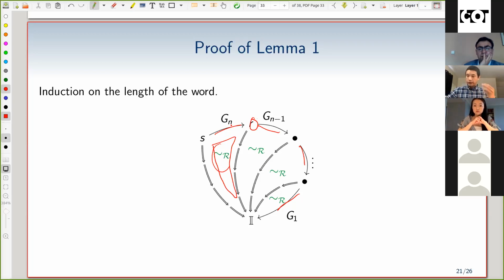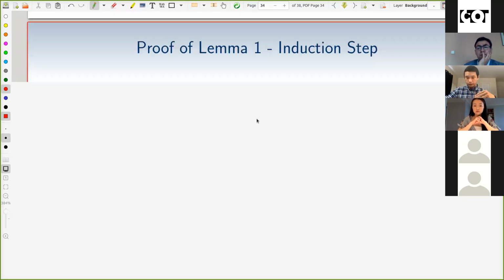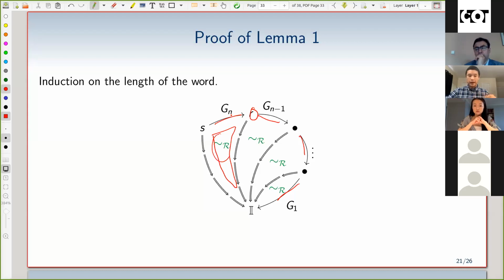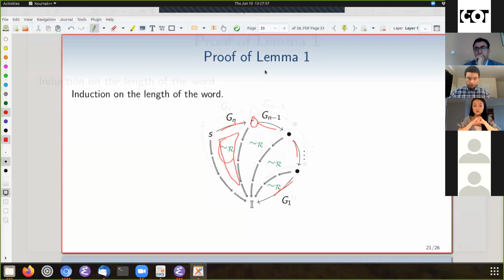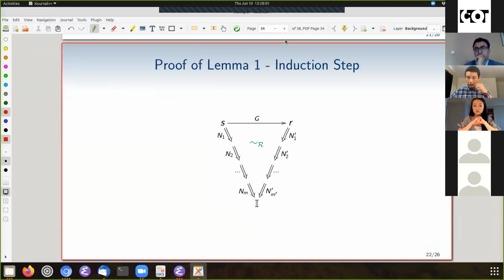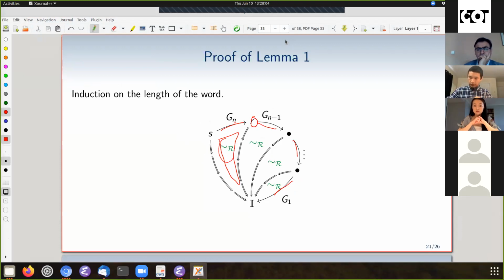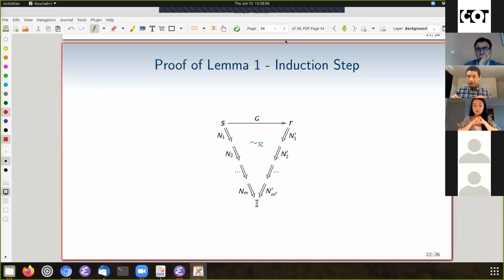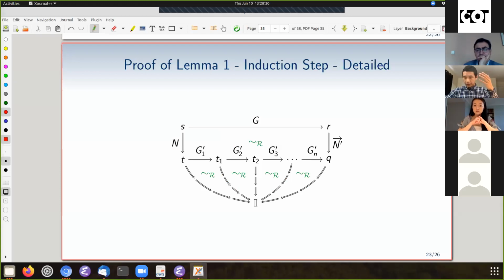So the difficulty comes to show the triangle. So here's the triangle. I just move this triangle to here. That's basically what we need to show. A normal path extended by an edge can be reduced, can be related to another normal path by R. The way we do this is, maybe we can find some edge here that connects this point to this point, and then do some induction. So that's the detailed induction step.